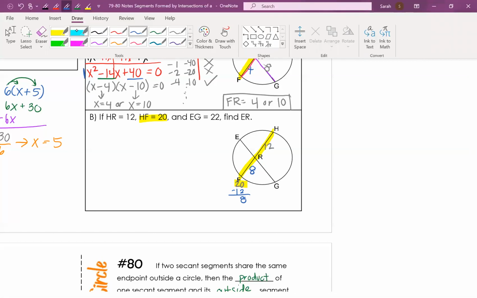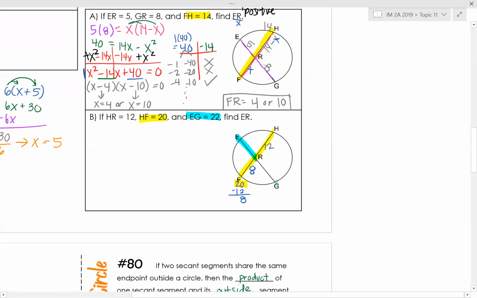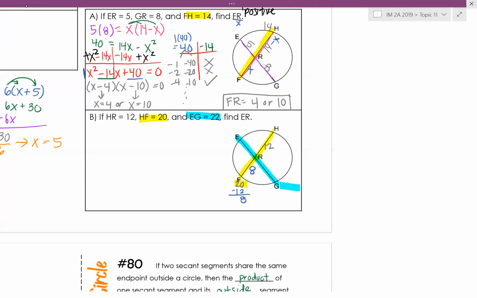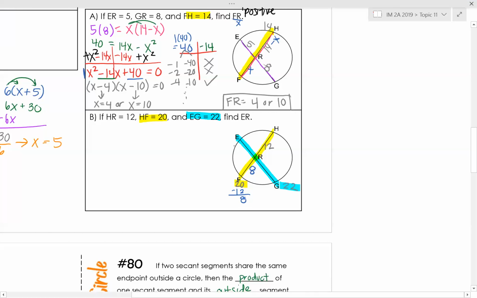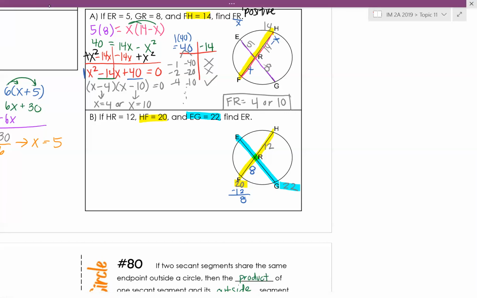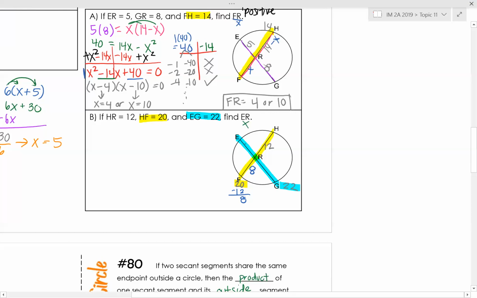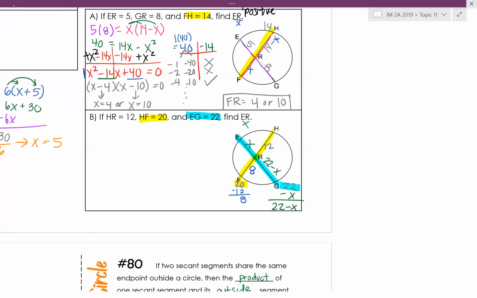EG is also given to us. EG is the whole other piece. I'm going to write that number there. So that one's 22. This one's going to work just like the last one did, where if I want to find ER, that's what I'm going to name X, which means that 22 minus X is the other part of that chord.